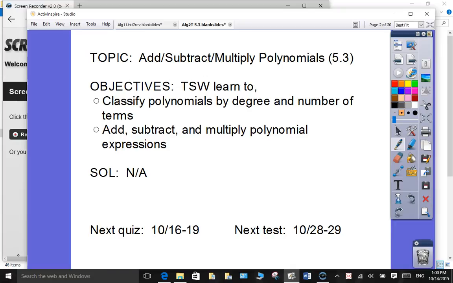You can see on the slide that I expect we'll have a quiz on Friday, and that'll be about properties of exponents, the thing that we did last time, and the test on the 28th.